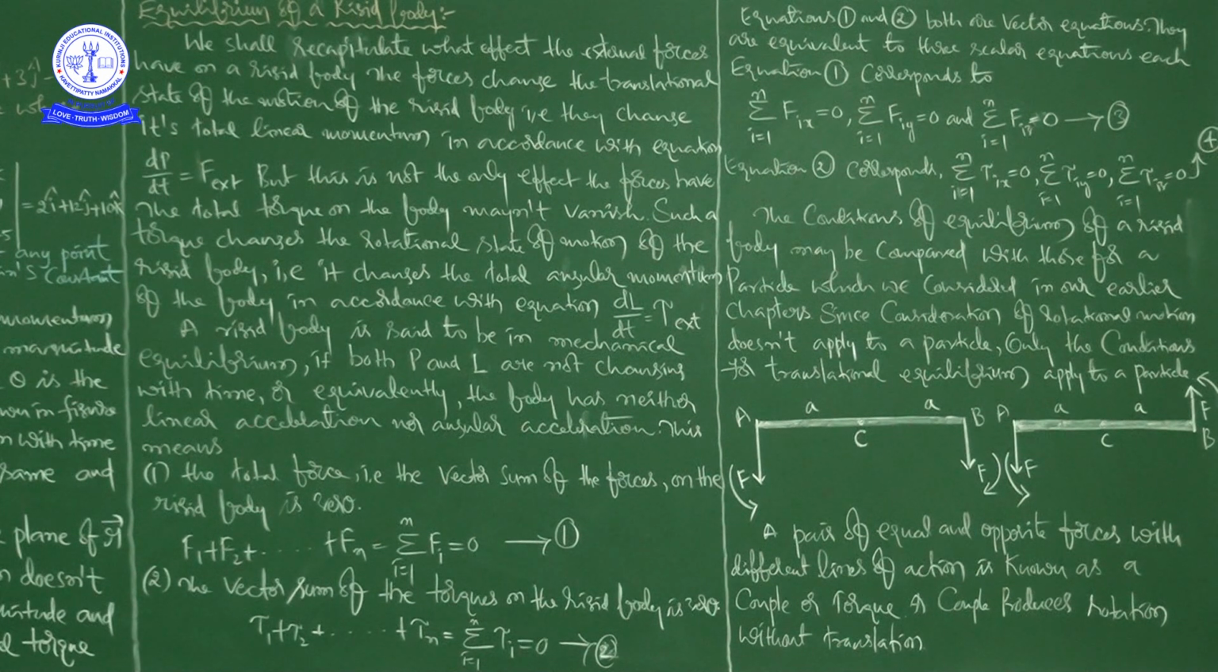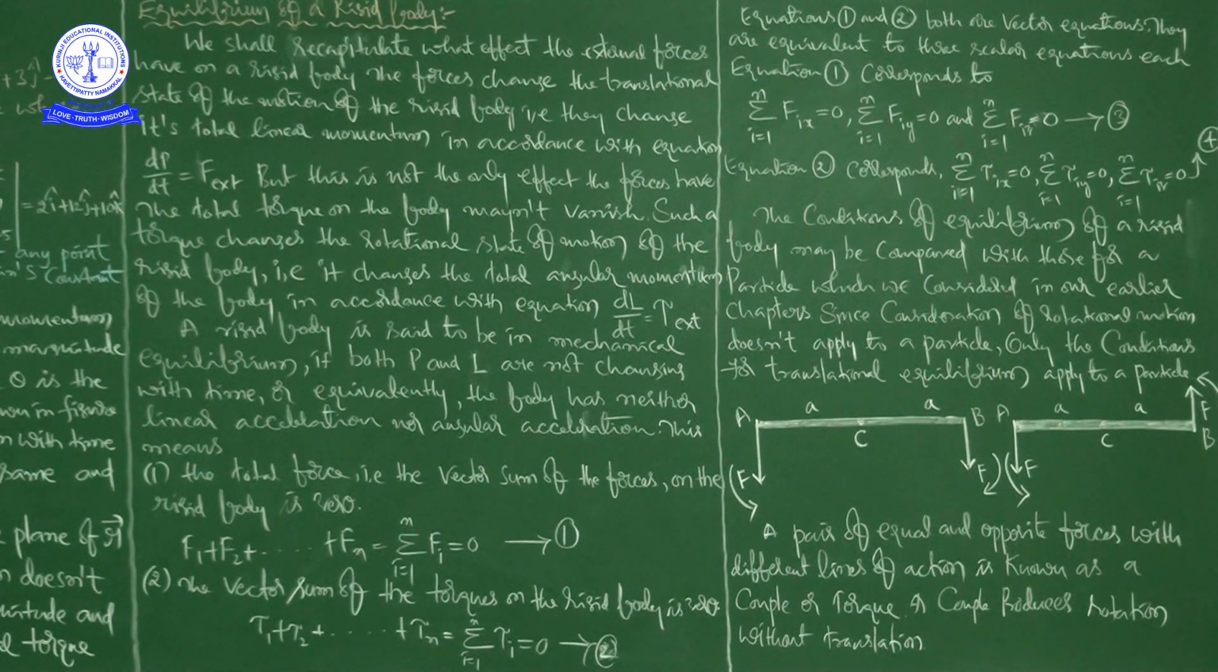Next, see this. A rigid body is said to be in mechanical equilibrium. You know what is meant by mechanical equilibrium? A rigid body is said to be in mechanical equilibrium if both linear momentum and angular momentum are not changing with time, or equivalently, the body has neither linear acceleration nor angular acceleration.